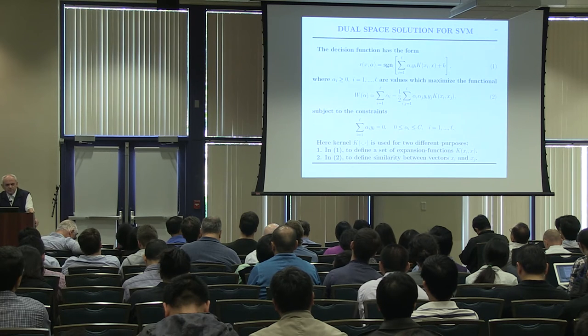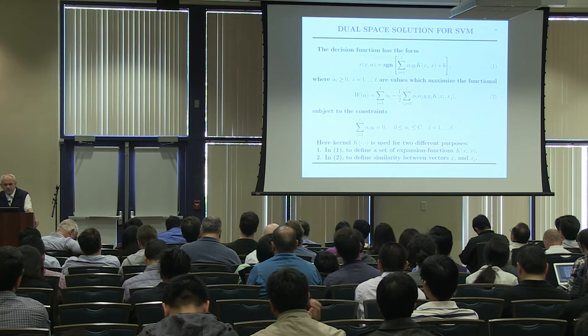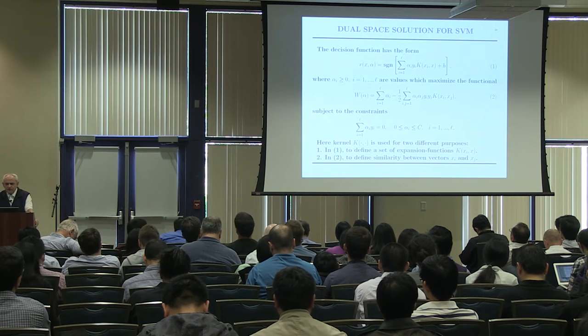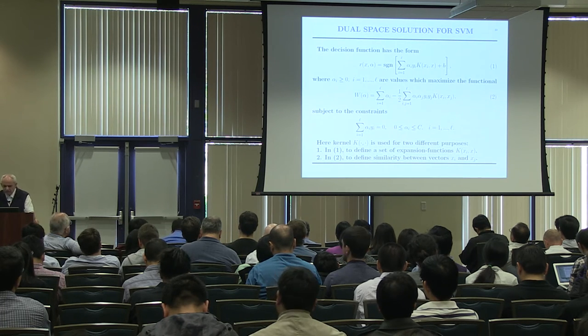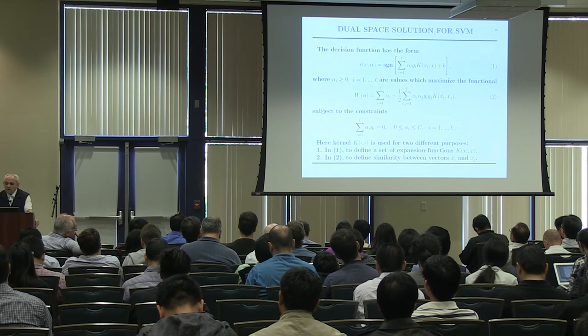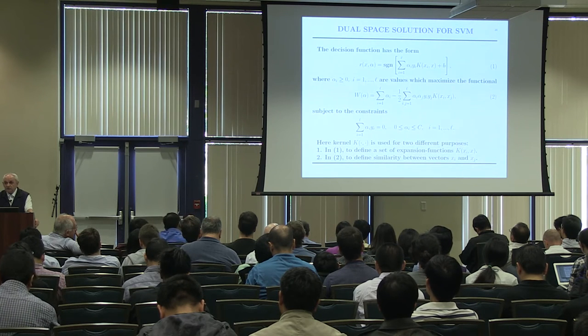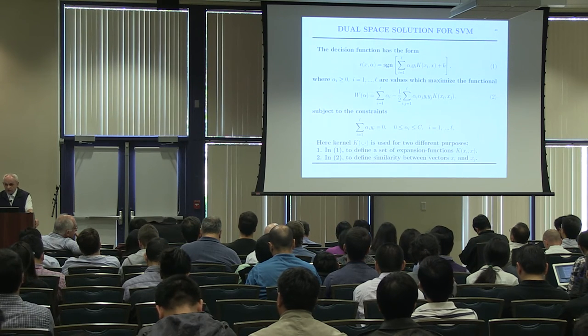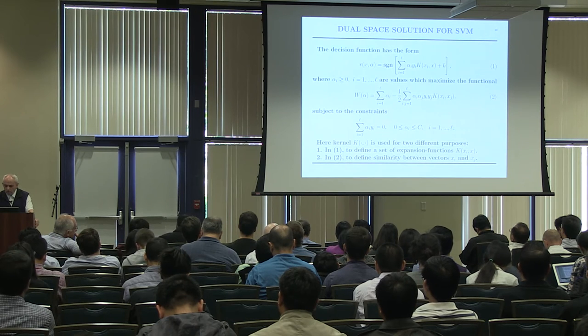But in this support vector setting, the kernel plays two different roles. In equation one, it defines the expansion function over kernels. In equation two, it defines the similarity between two examples. So these two goals can contradict each other.